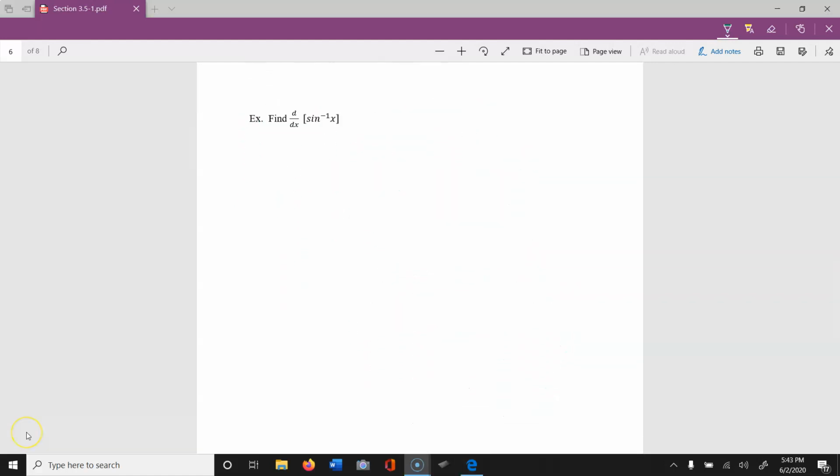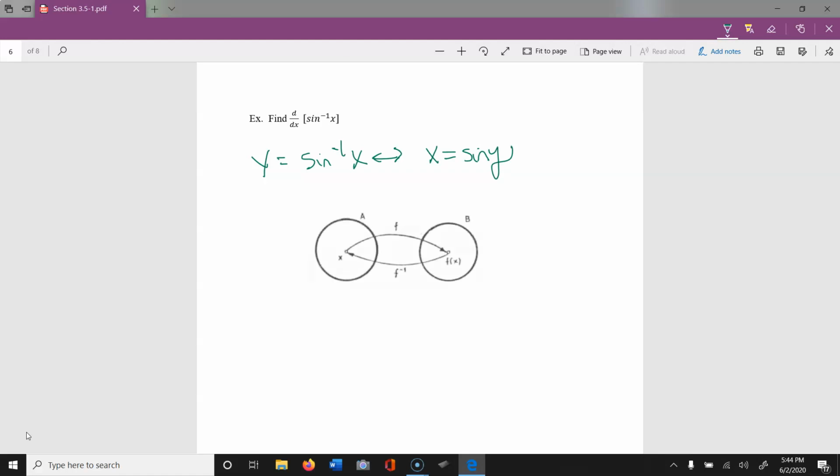Okay. So we're now going to differentiate the inverse trigonometric functions. So here I want to find the derivative of sine inverse of x. So just recall from pre-calculus, by definition, y equal to sine inverse of x means what? It means that x is equal to sine y, right? The double arrow just means, okay, back and forth, right? If you have y equal to sine inverse of x, that means x is equal to sine y.